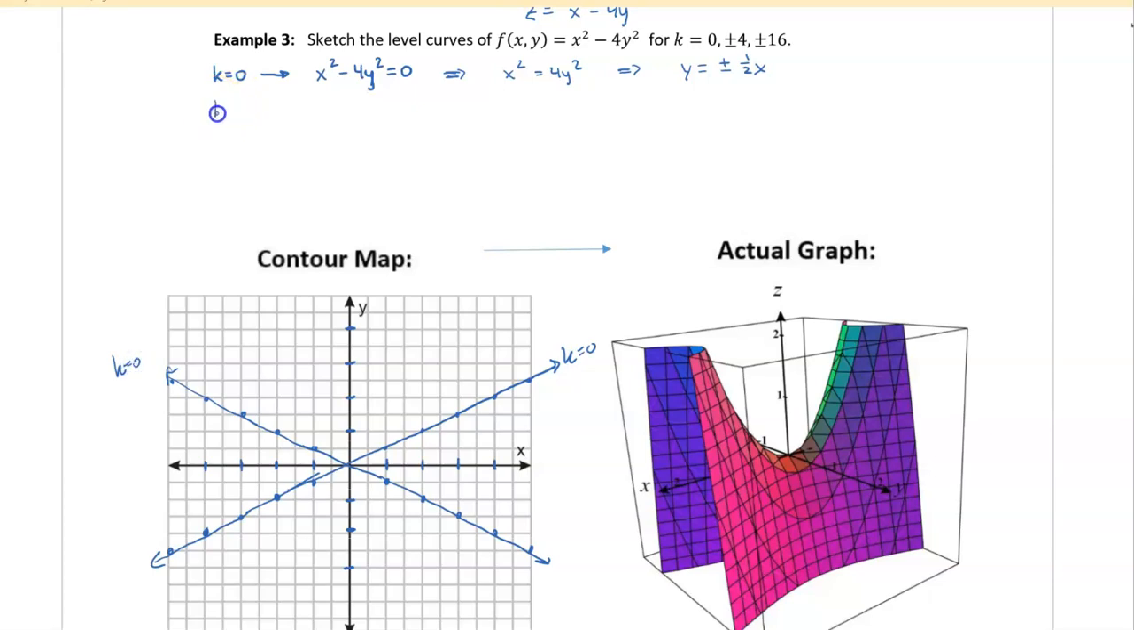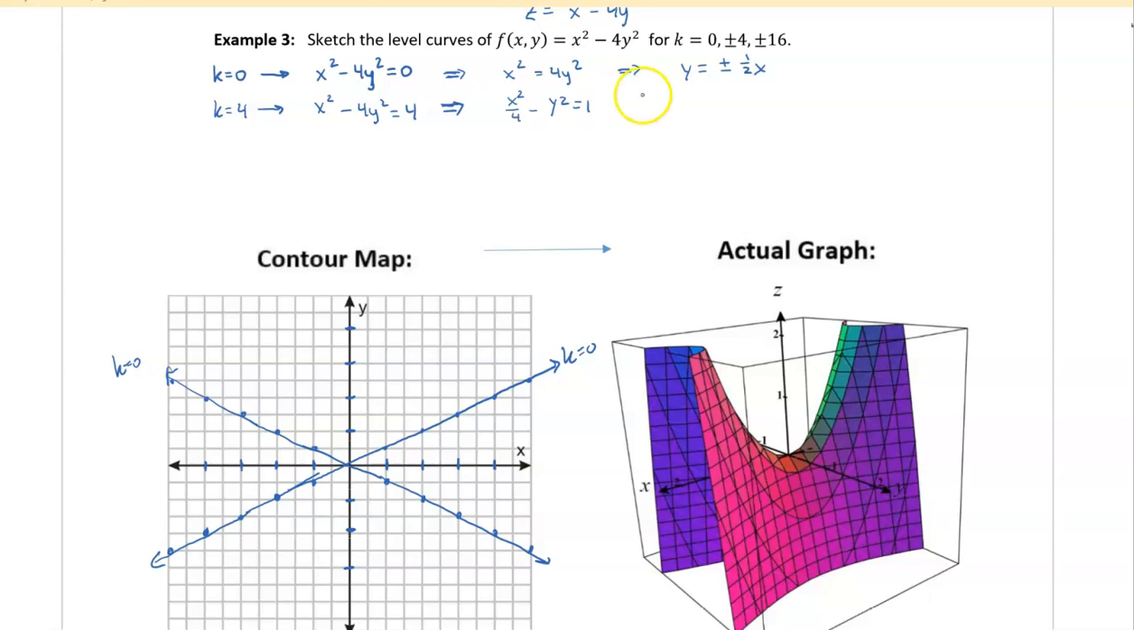What happens when k is equal to 4? That gives us our level curve x squared minus 4y squared equals 4. You might recognize this as the equation of a hyperbola. If I divide by 4, we get x squared over 4 minus y squared equals 1. That is a hyperbola that opens in the x direction.